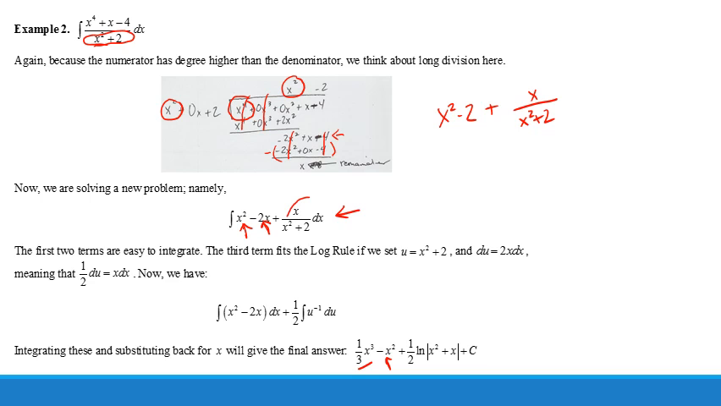And then just like example 1, this term right here has to be integrated using a substitution, and it fits the log rule. So again, if we set u equal to x squared plus 2, that means that du is 2x dx. And solving for x dx gives us the 1/2 du. And so that's where this 1/2 and this du come in. What's left over is u to the minus 1. And so when I integrate that and resubstitute back in for what u was, I get 1/2 natural log of the absolute value of x squared plus 2, plus c.